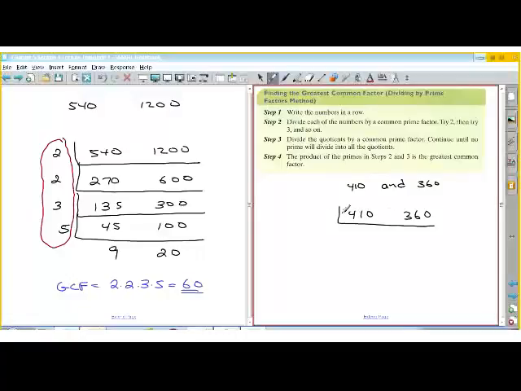So anyway, what you would do is start out with 2 because they're both even. If you divide both of them by 2, you get 205 and 180. So they're not even now. So you have to go to an odd number, or to the next larger prime number. That would be 3. This one is divisible by 3.